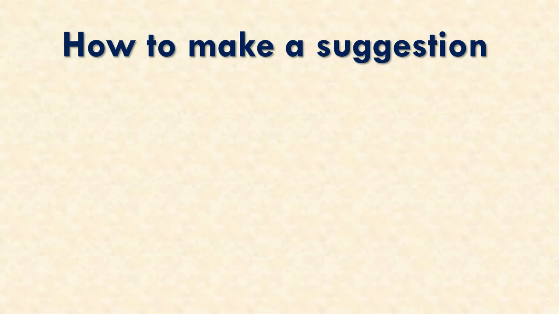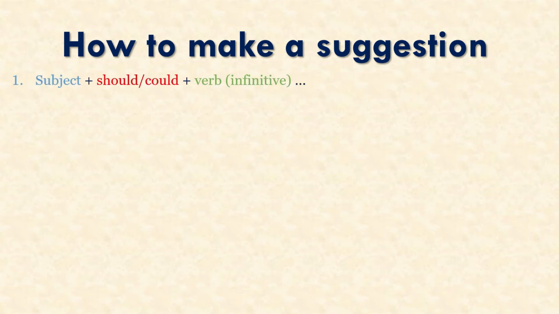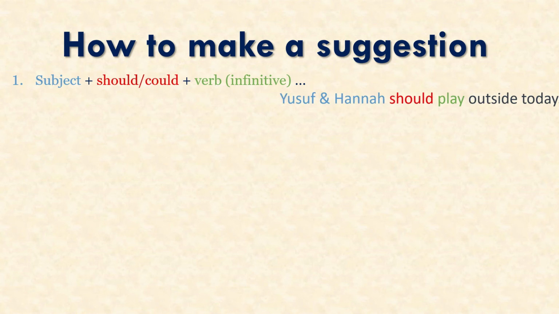And there are many ways to make a suggestion. The first way is you will start with the subject, the fa'il, and then the modal should or could, and then the base form of the verb or an infinitive. For example, Yusuf and Hannah, here is the subject. Should is the modal verb. Play is the base form of the verb, and then we have the rest of the sentence, outside today. Yusuf and Hannah should play outside today.